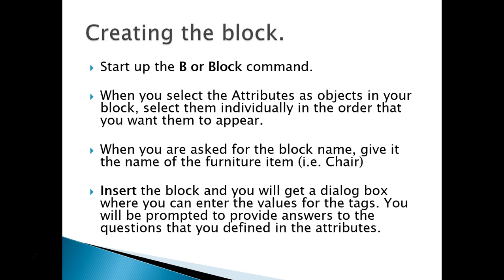Basically, do you want to accept that this is a chair, or do you want to change it to say table this time, or other item? It's usually if you have like a bunch of chairs that are different model names and you want to be able to tell it each time which model you're using that chair to represent in this current drawing. You'll be prompted to provide answers to the questions that you defined in the attributes.